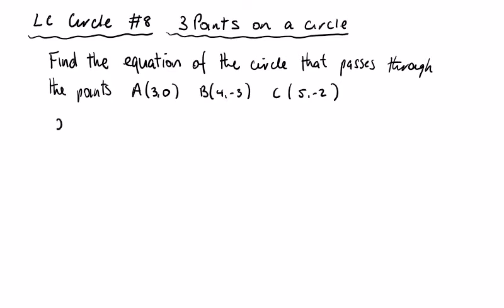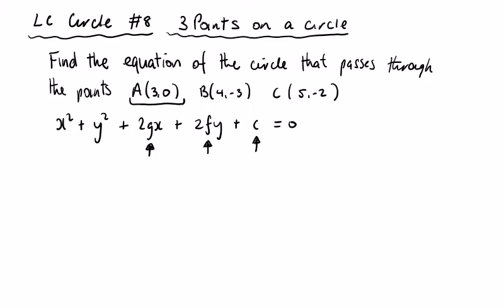The first way, we're going to use the general equation of a circle, x squared plus y squared plus 2gx plus 2fy plus c equals 0. And then we're going to sub our x and y values in for each point, and we're going to create three equations in terms of g, f, and c. So solving then three simultaneous equations, which you already have done in algebra.